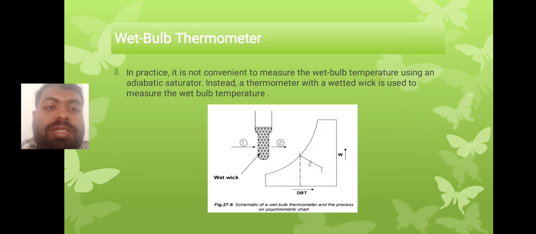Then, wet bulb temperature, wet bulb thermometer. It is not convenient in practice to measure the wet bulb temperature using an adiabatic saturator. Instead, a thermometer with a wetted wick is used to measure the wet bulb temperature.